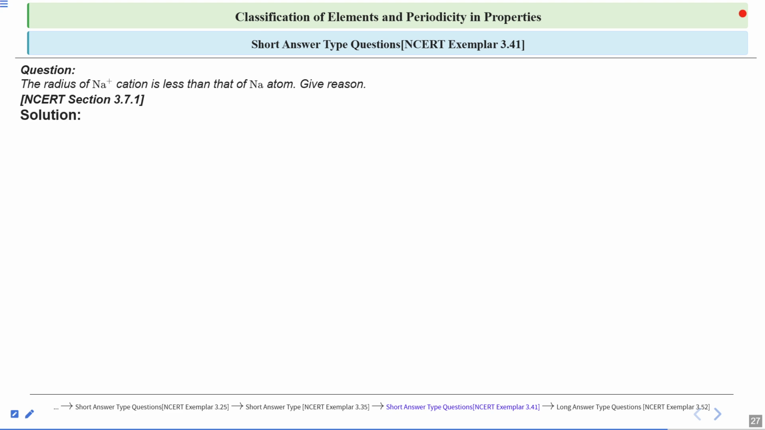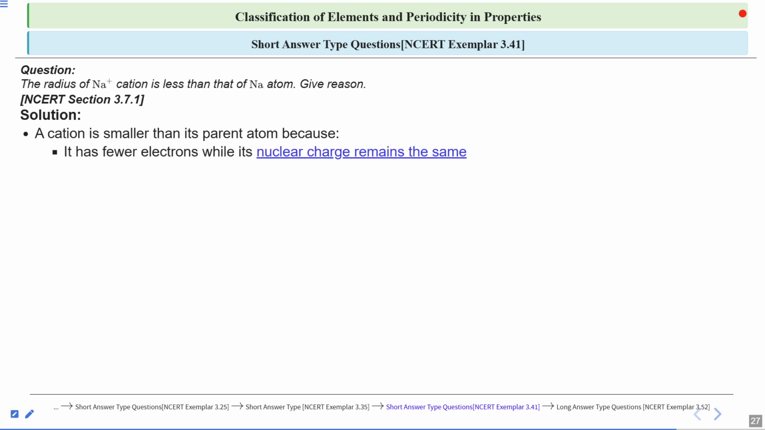So first of all, your cation is always smaller than the parent atom. The reason is that it has fewer number of electrons, but the nuclear charge remains same, means the same number of protons are present in the nucleus. So therefore your nuclear charge is remaining same. And hence it will apply more attraction and therefore your size will reduce. So the atomic radius of sodium is 186. You don't need to write this factual data in your answer. You just mention this part and you are good to go with the question.